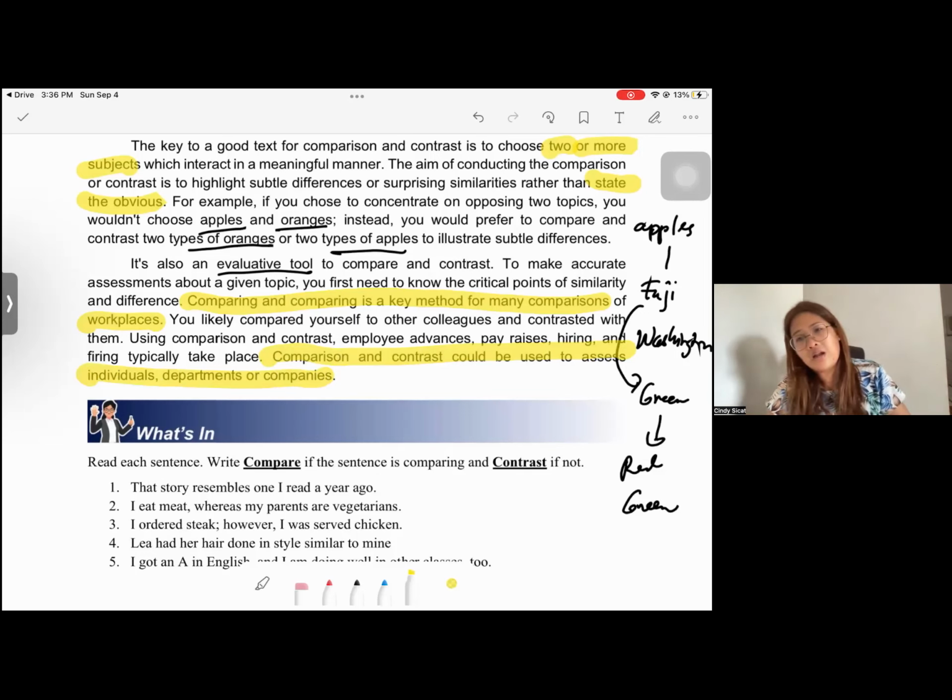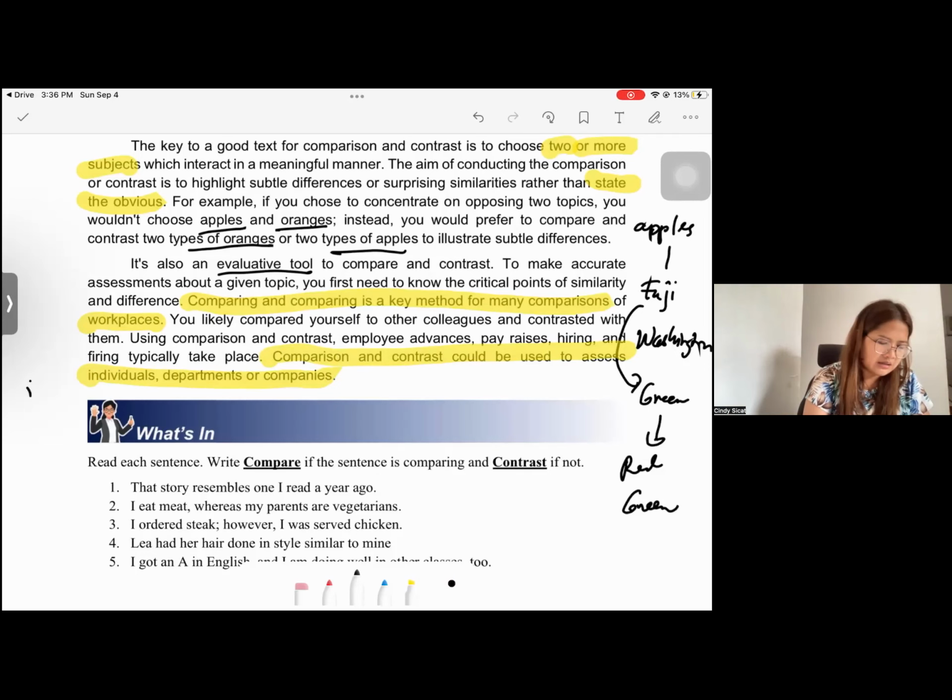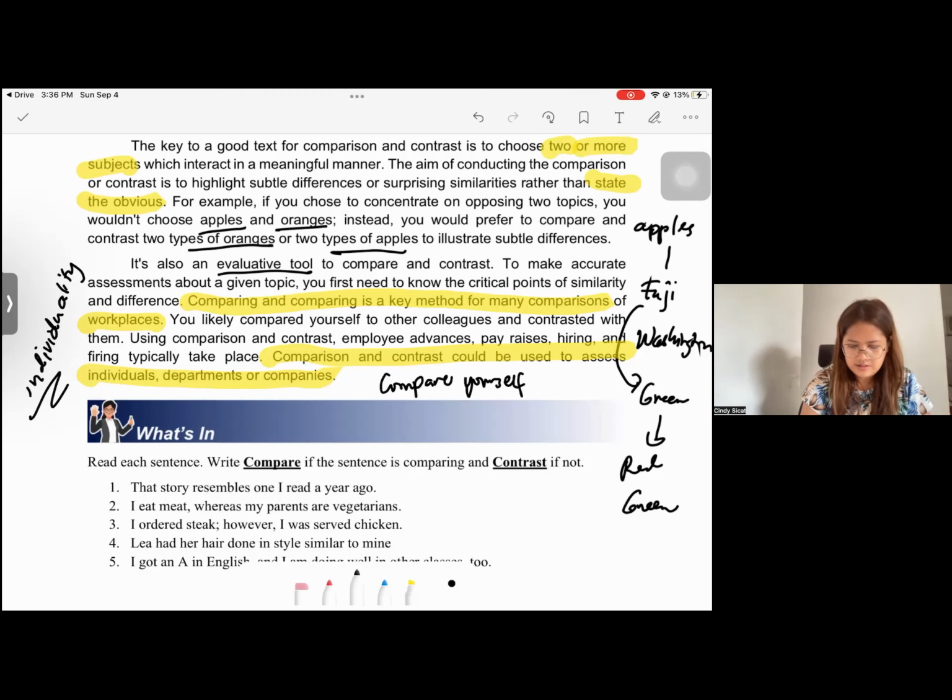Pero syempre, allow me to remind you that in terms of individuality or personhood, comparing oneself to others would be very difficult. So, you would always have to compare yourself sa sarili mo. Okay? Okay, ayan.